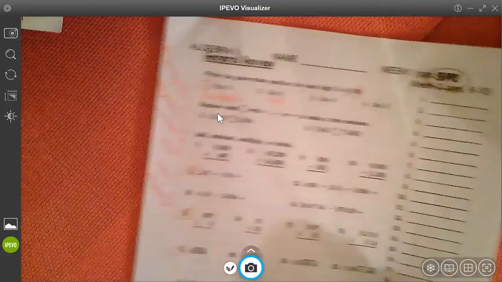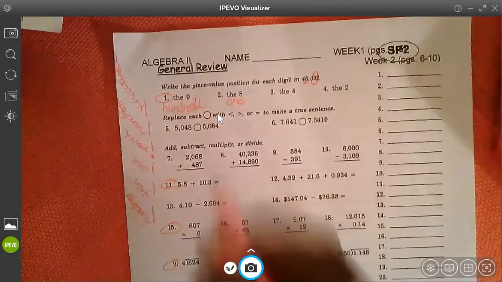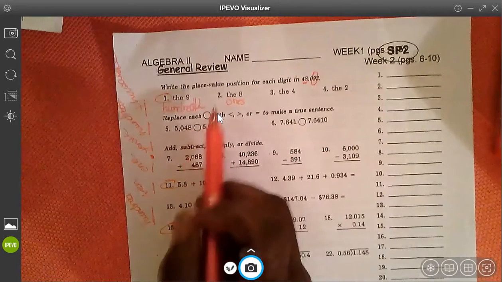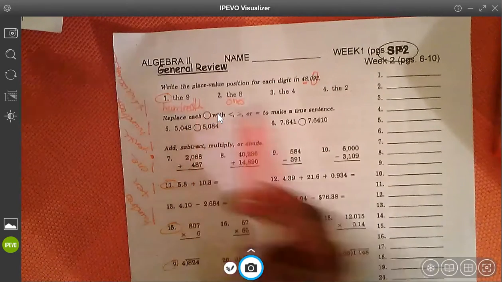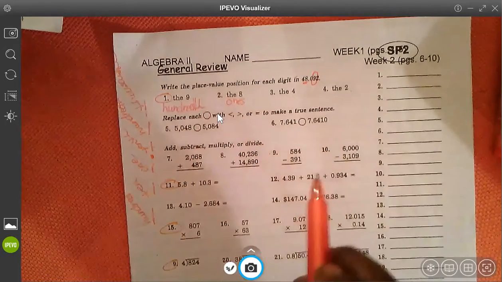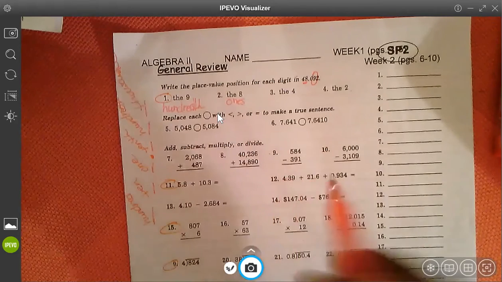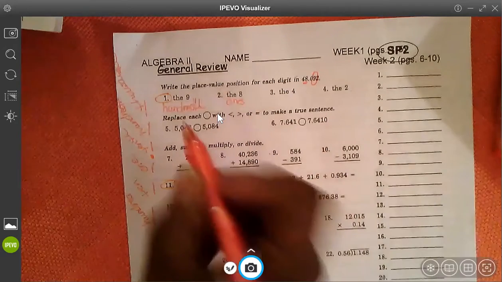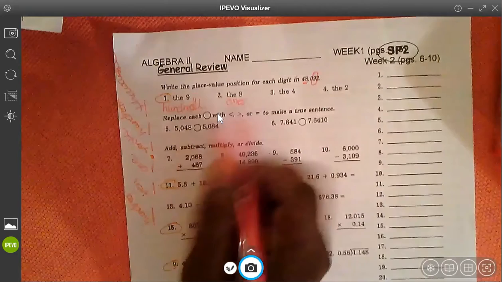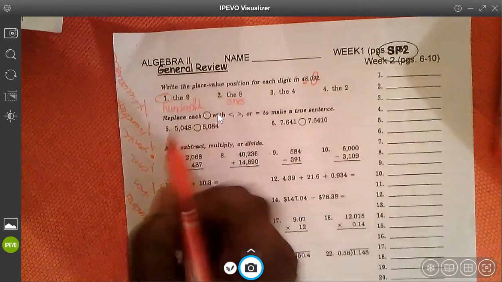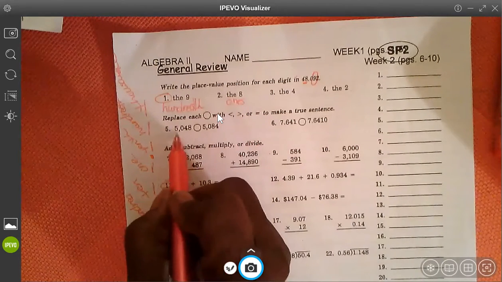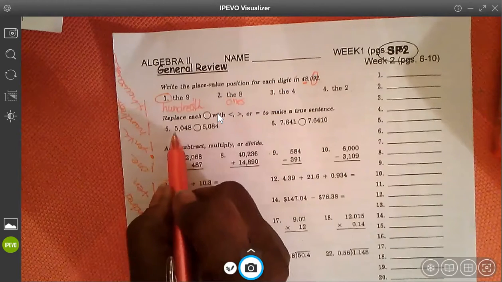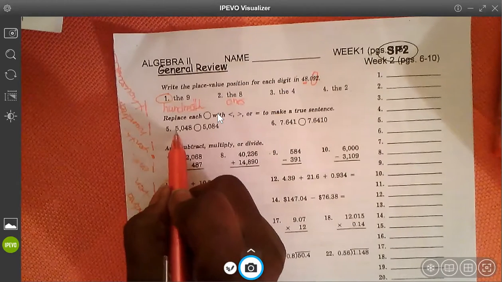So in our next section, it talks about replacing each circle with a less than, greater than, or equal to make the sentence true. If we look at our numbers, when we're going to compare to see which one is greater than, less than, or equal to, we look at our numbers. So we're looking here at our thousands place.